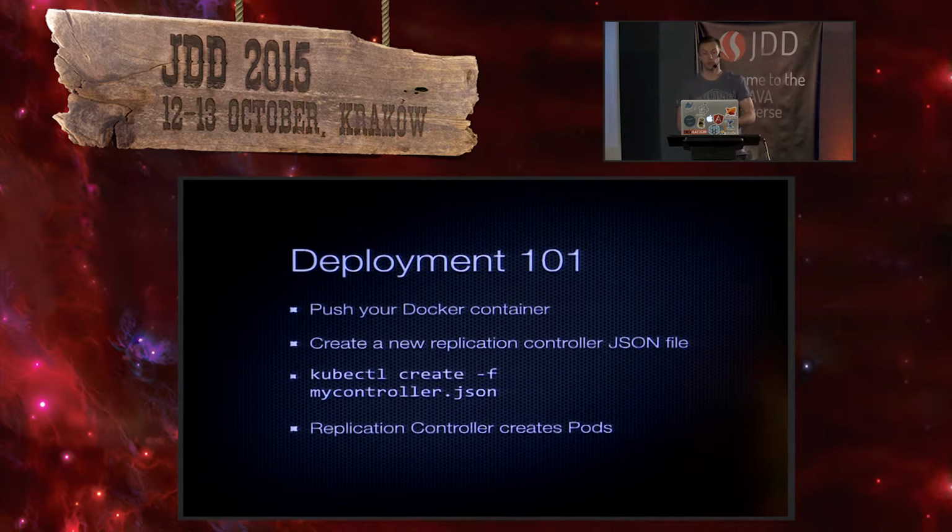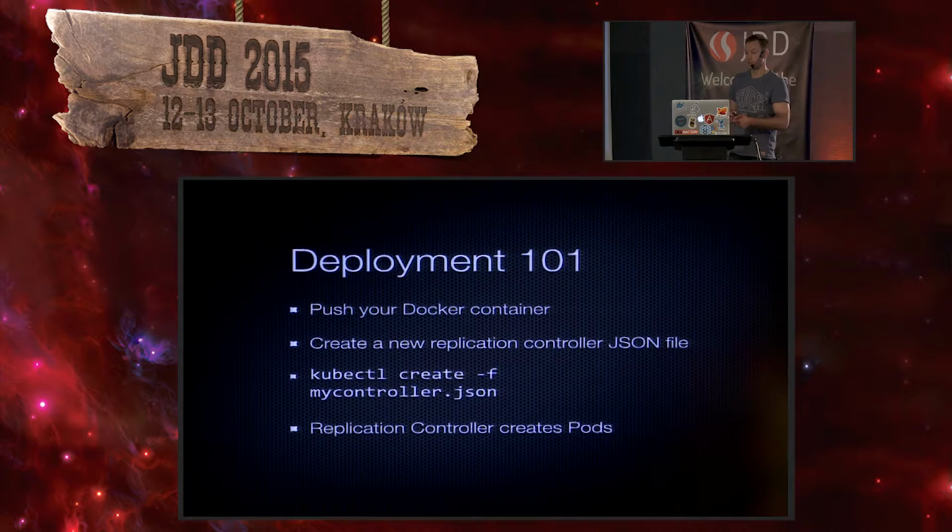So let's start deploying something. We didn't automate anything yet, so we're just using the basic tools that Kubernetes gives us. It basically means that we have to push our Docker container to some kind of Docker registry, let's say the Docker Hub. The next thing that we need is to create a definition of our replication controller. Remember, that's the thing that will actually spin up the pods on the different nodes that we have.